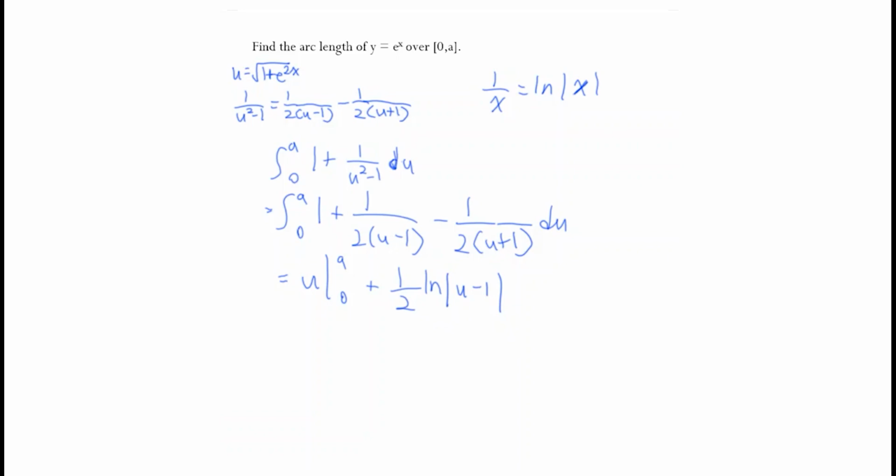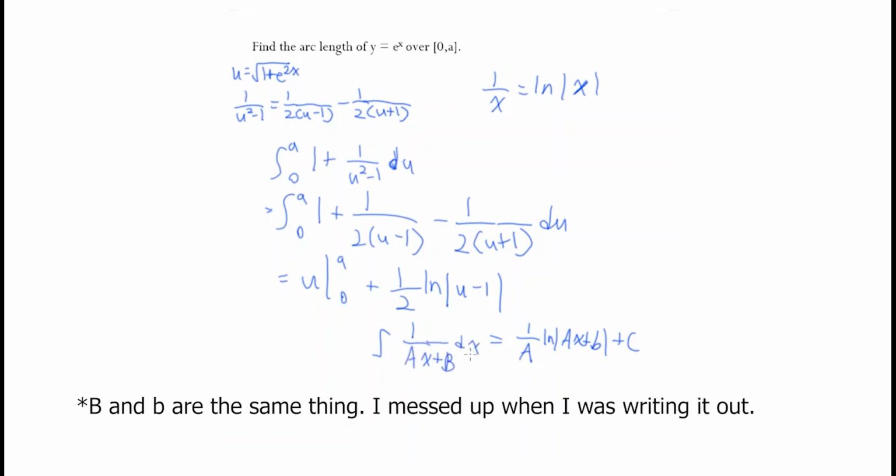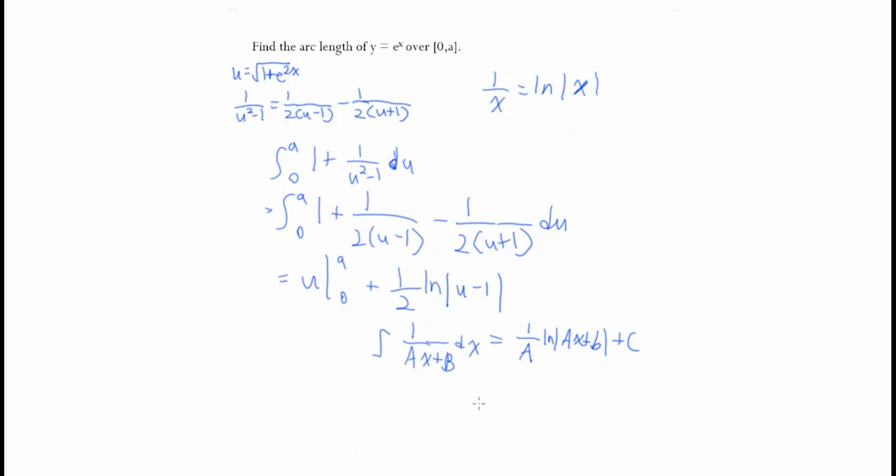A good formula to remember is that 1 over a of ln of ax plus b plus c is equal to the integral of 1 over ax plus b dx. So when we take the integral of 1 over ax plus b, b is just some random constant, so is a. And then, because we're taking the integral with no bounds, there's going to be a plus c at the end. If there are bounds, then we don't have to worry about this.